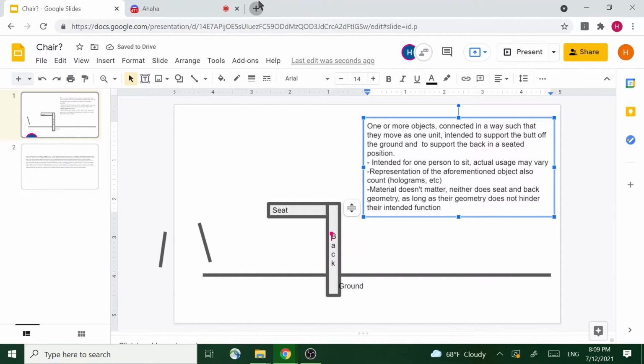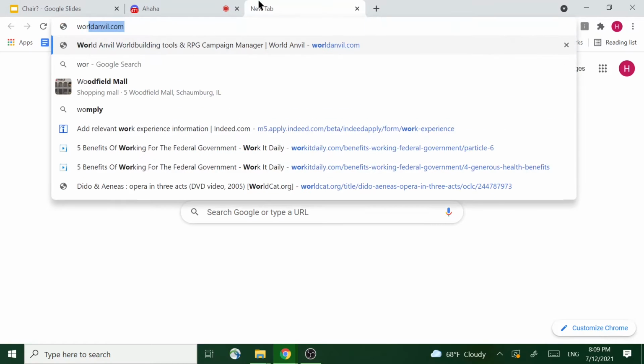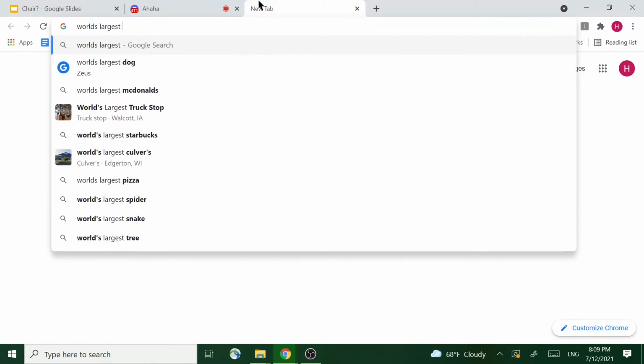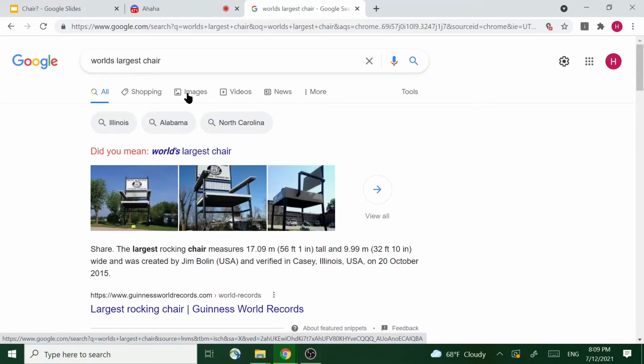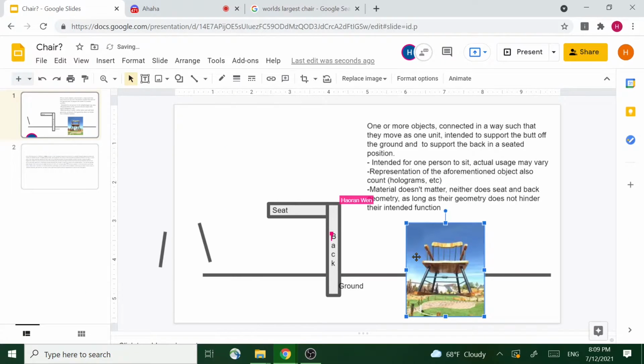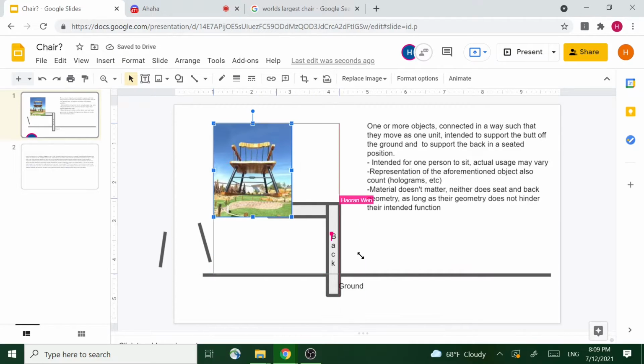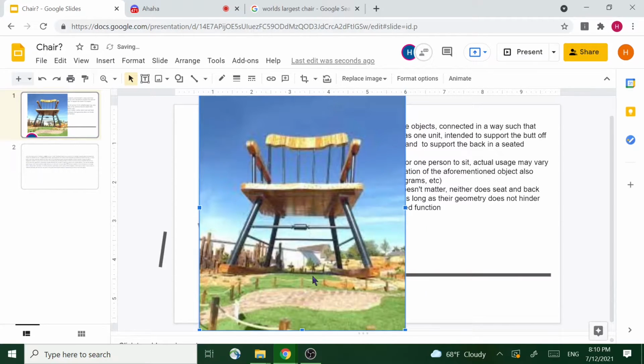People can use a chair as a stool. Yeah, because there was a world's largest chair. The largest rocking chair is like 9 meters wide. As you can tell, this thing is absolutely massive, but it's still a chair, right? That's still arguably a chair, even though you could sit like 400 people in it. But is this intended for one person to sit on, though?